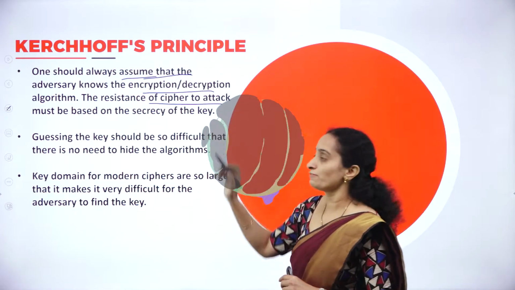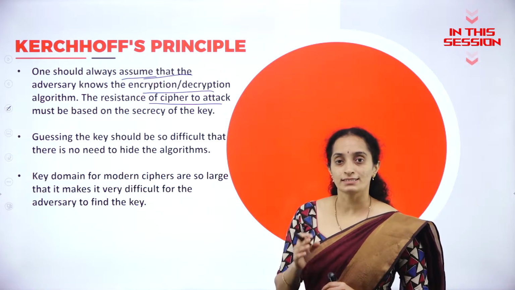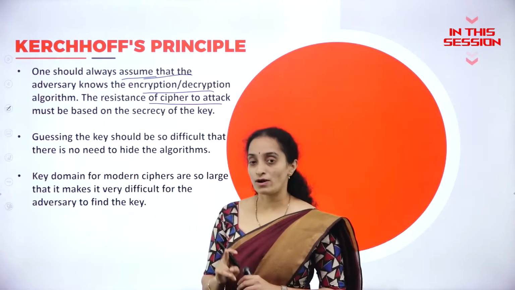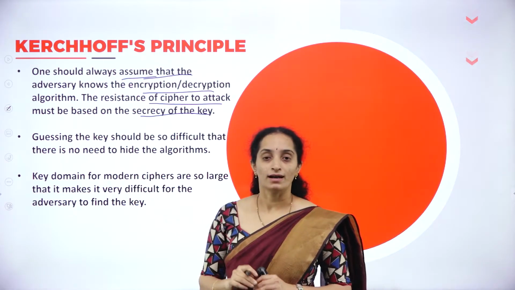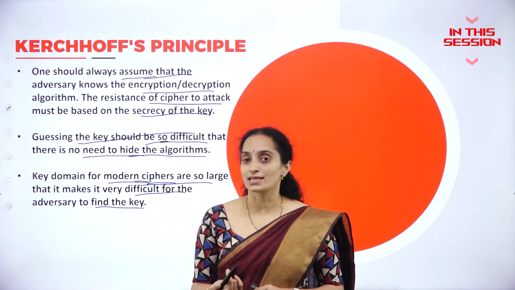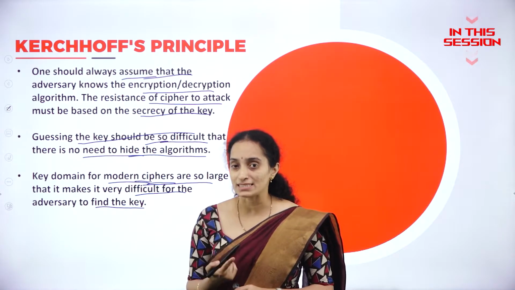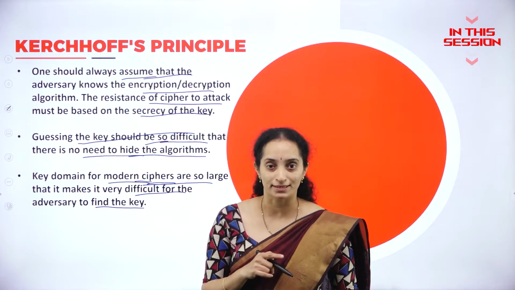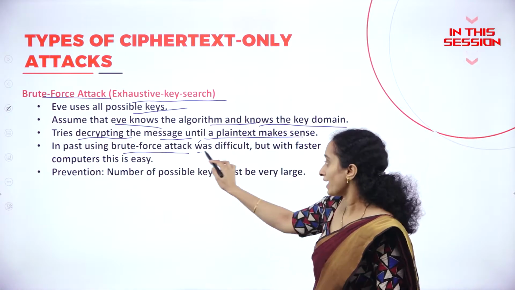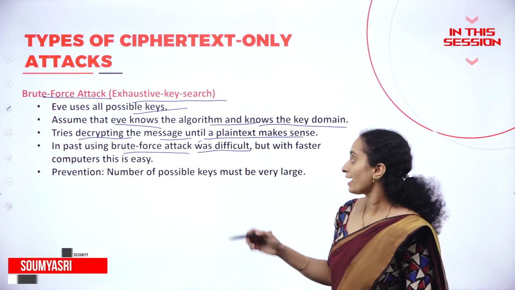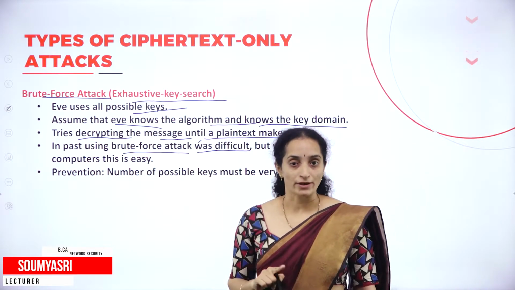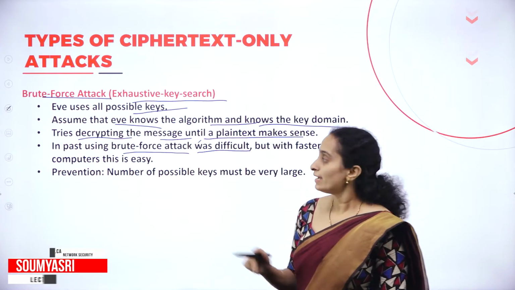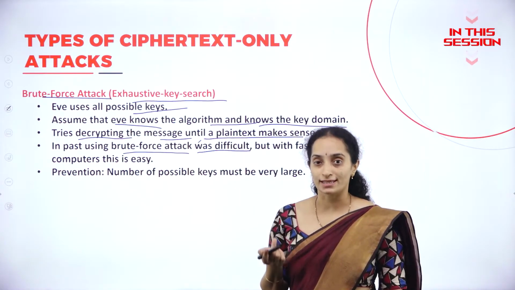The resistance of a cipher to attack, which is the main objective of avoiding the attack, is the secrecy of the key. Computers are used to guess the key or crack the key very easily when compared to the manual method. In older times, the brute force attack was difficult because everything was manual. When everything was manual, it was difficult to guess the key.